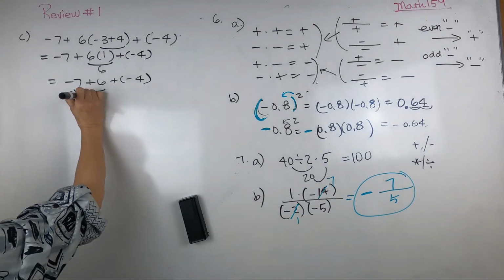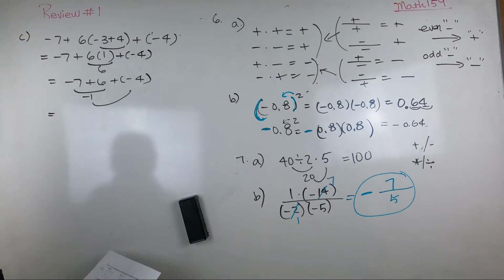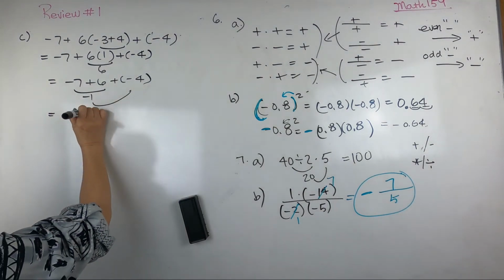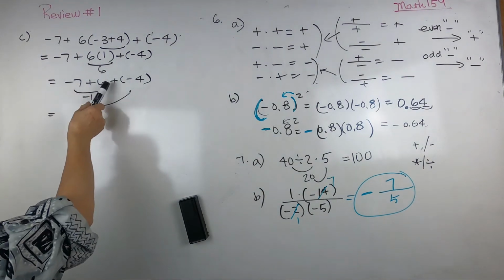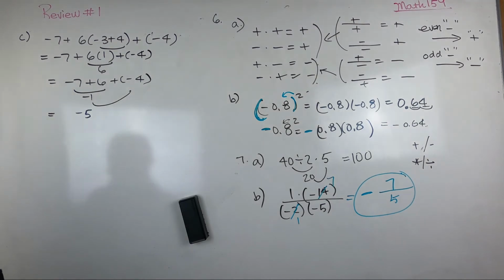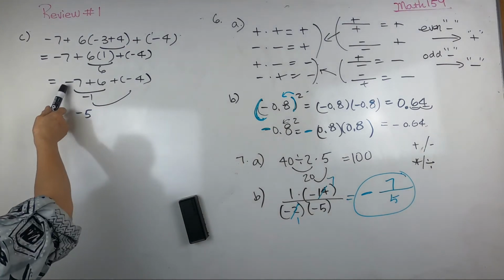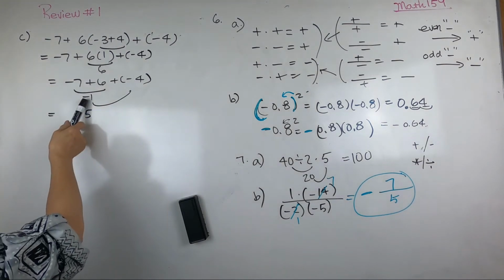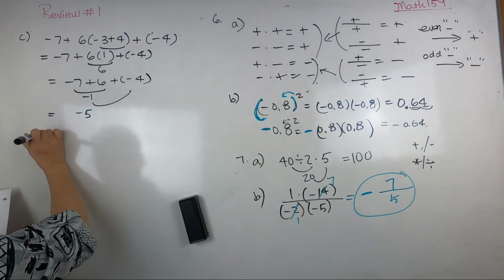Negative 7 plus 6 is negative 1. Negative 1 plus negative 4. Same sign, same sign you combine, right? 1 and 4 is 5. Different signs, negative 7 and 6, different signs, you have to find the difference because they are different, right? 7 and 6 is 1, but the negative number is bigger, so you use the negative sign. Remember this? Okay?